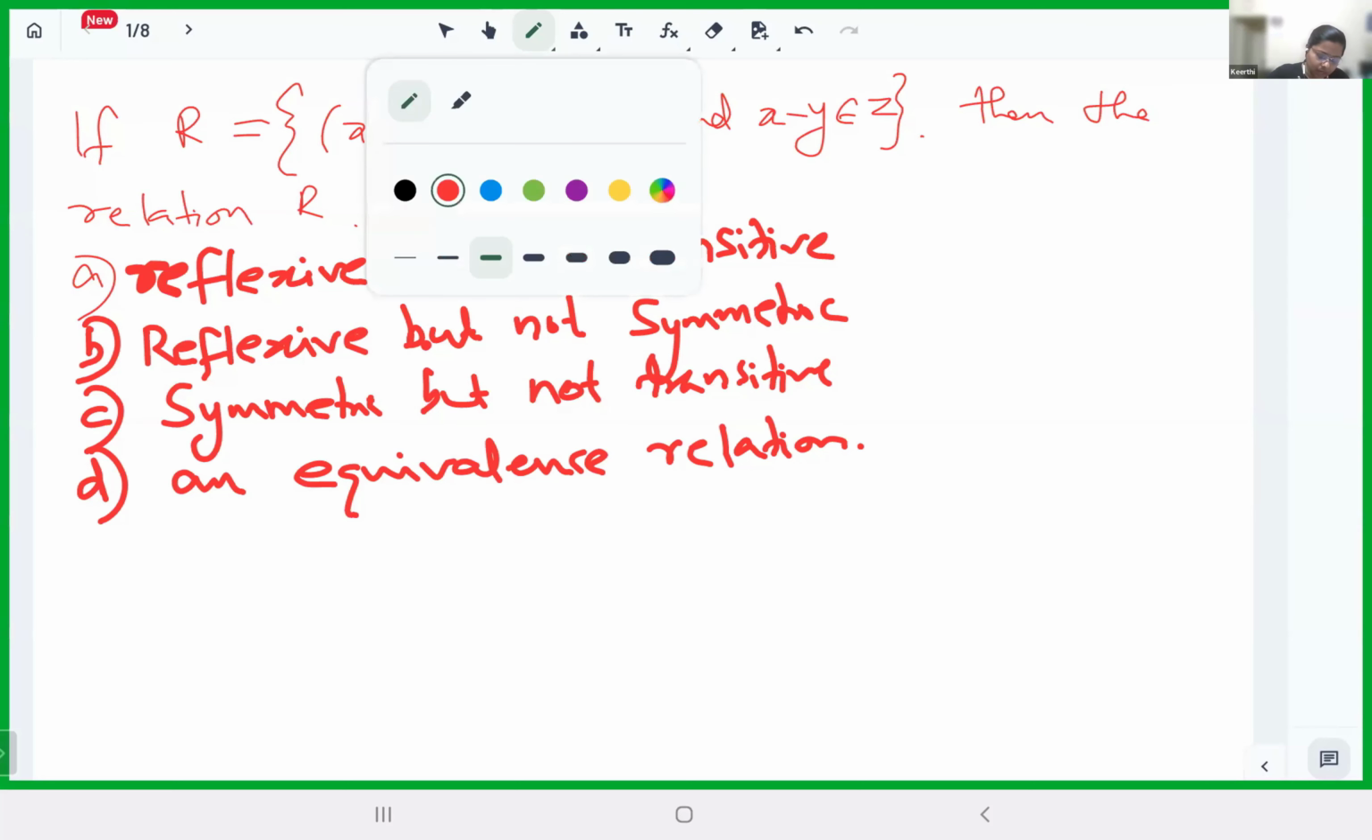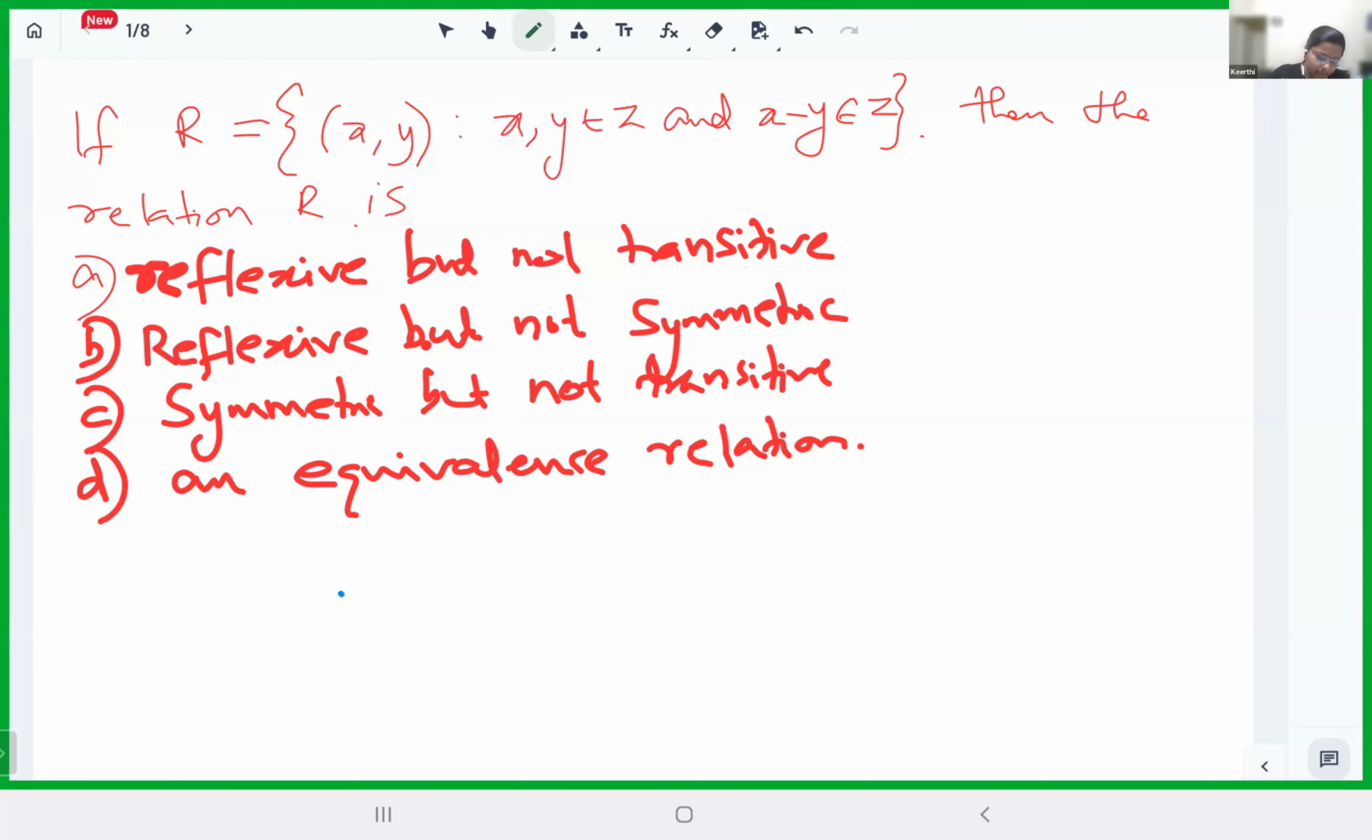Here it is said that the relation is defined on Z. That is, x, y belongs to Z means x and y are members of the set of all integers. Z is the set of integers. So any element in that particular relation should be an integer. And the second condition is x minus y should also belong to Z. The difference of those two elements in the ordered pair should be an integer.